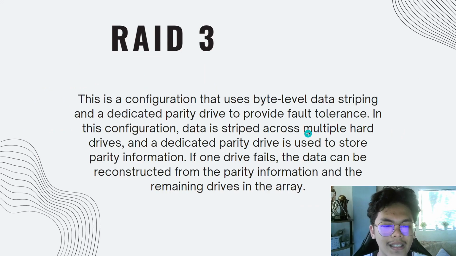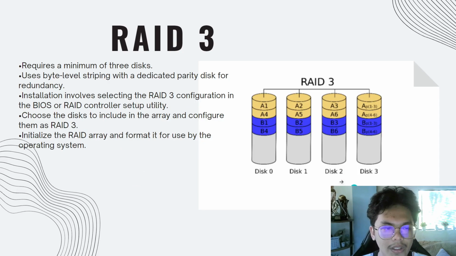Next is RAID 3. This is a configuration that uses byte-level data striping and a dedicated parity drive to provide fault tolerance. In this configuration, the data is striped across multiple hard drives, and a dedicated parity drive is used to store the parity information. If one drive fails, the data can be reconstructed from the parity information and the remaining drives in the array. RAID 3 requires a minimum of 3 disks.